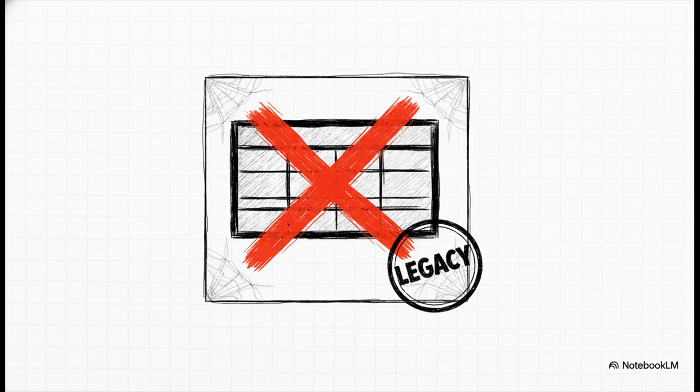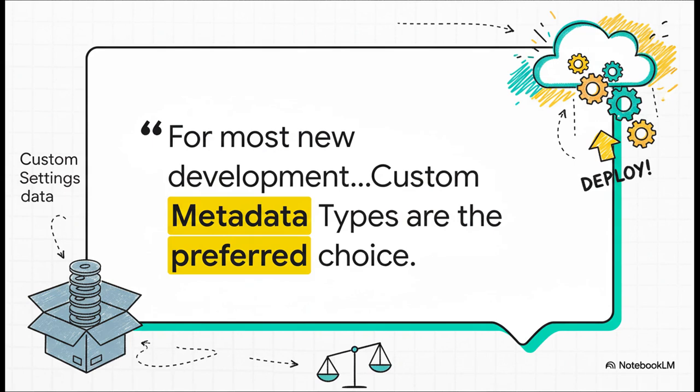So, to put it as simply as possible, when you start a new project, your default go-to choice should be custom metadata types. They're more flexible, they're way more powerful, and they fit perfectly with modern development practices. You should only really deviate from that if you have that very specific need for user-based overrides that only hierarchy settings can give you out of the box.